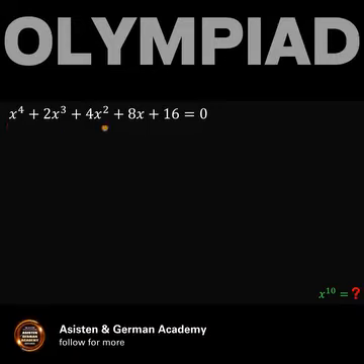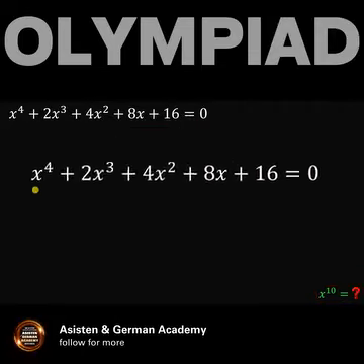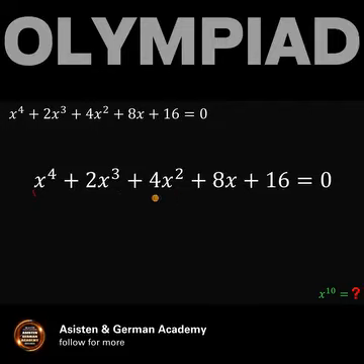Alright, so, given this equation, we have x to the fourth power plus 2x cubed plus 4x squared plus 8x plus 16 equals 0. Then our goal is to find the numerical value of x raised to the power of 10. Now, our approach to this question is, let's take first the given equation. From here, take note that x is not equal to 0, because if we let x be equal to 0, this becomes 0, this is 0, this is 0, this is 0, and 16 is not equal to 0. So therefore, x is not equal to 0.